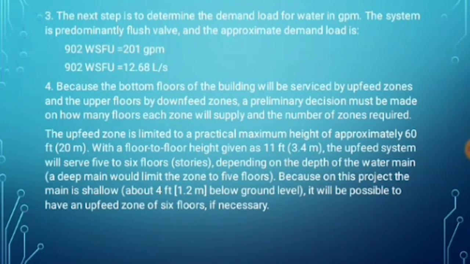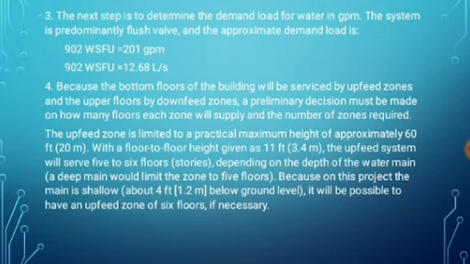Third, the next step is to determine the demand load for water in GPM. The system is predominantly flush valve and the approximate demand load is 902 WSFU equals 201 GPM. 902 WSFU equals 12.68 liters per second.